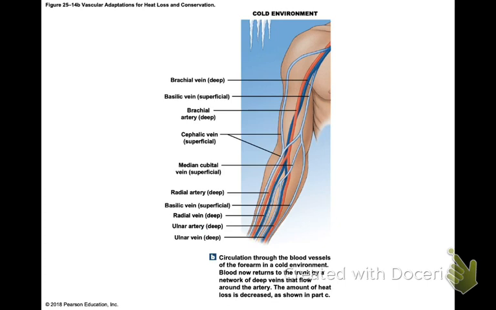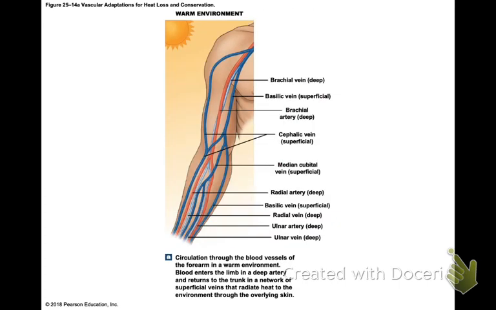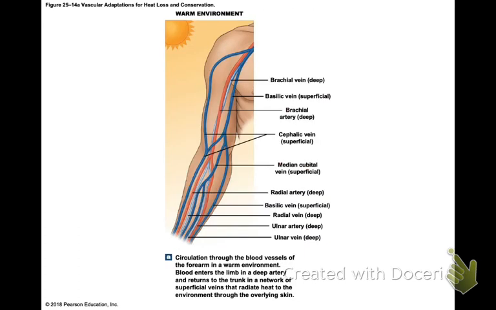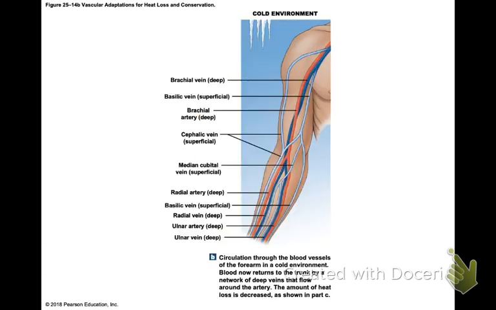All right, so in a warm environment, you're going to vasodilate, and in a cool environment, you're going to vasoconstrict. And what we're looking at in these two pictures is those superficial veins, which you learned already are running close to the skin. When you're hot, you dilate the superficial veins. When you're cold, you constrict those and dilate the deep veins, and that way you can thermoregulate.